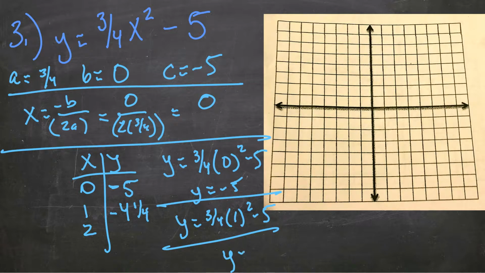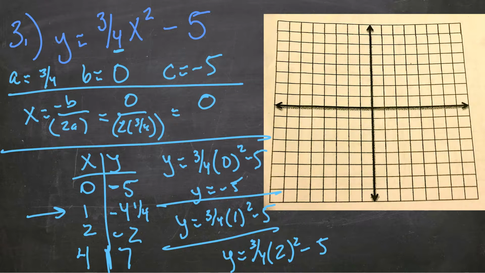Now I plug in 2. y equals 3/4 times 2 squared minus 5. 2 squared is 4. 4 times 3/4 is 3. 3 minus 5 is -2. If you don't like that fraction, you can always put 4 right here. Because it's a 4 on the bottom, more than likely it's not going to give me a fraction answer. So if you put 4 in, you will get 7, but I'm not going to, it doesn't really matter.